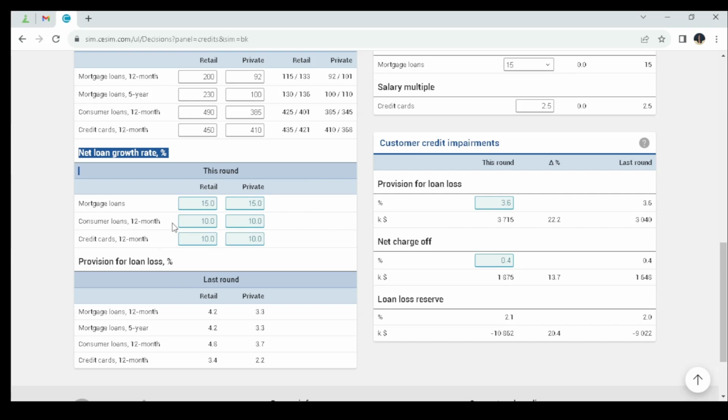Next part is the net growth rate in percentage, and another net growth rate. In the blue cells, we are simply making estimations about sales. Now that we are selling money to our customers, we estimate how much the balance will be growing.